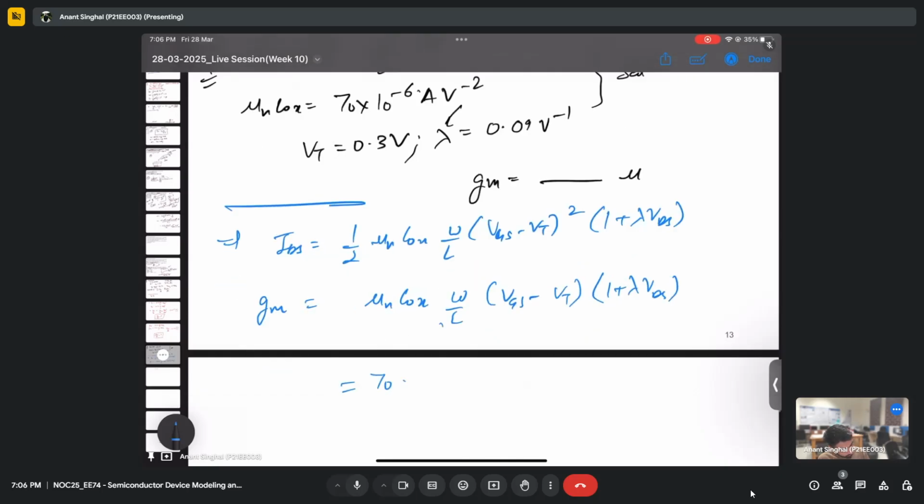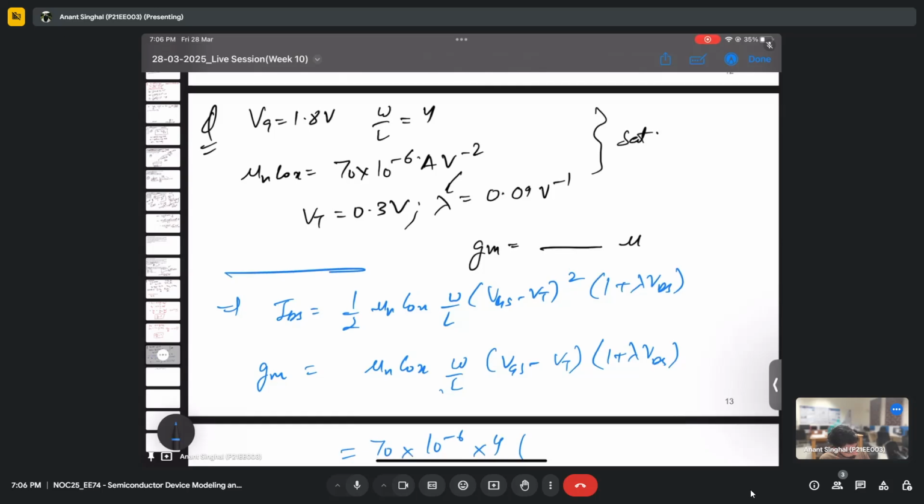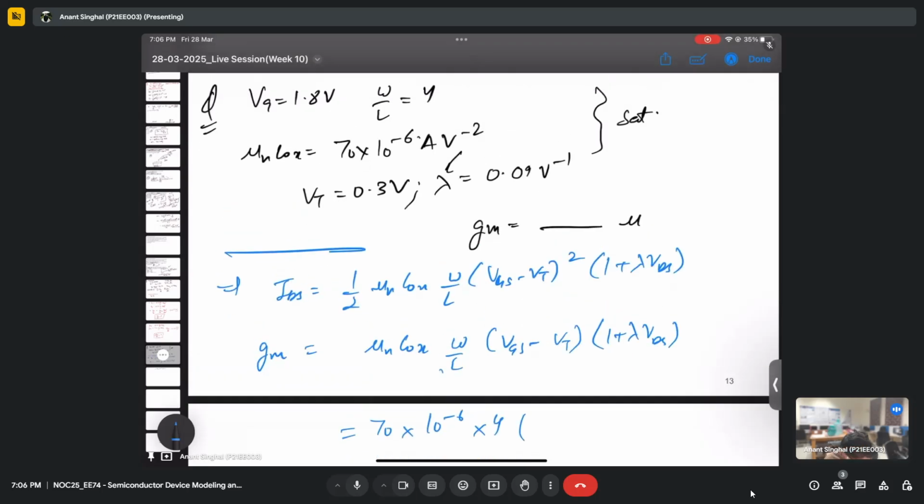So it is 70 minus 6, then it is 4. VGS minus VT is how much? 1.5, right? 1.5. 1 plus lambda is 0.09 and VDS is, oh, you cannot give the VDS.